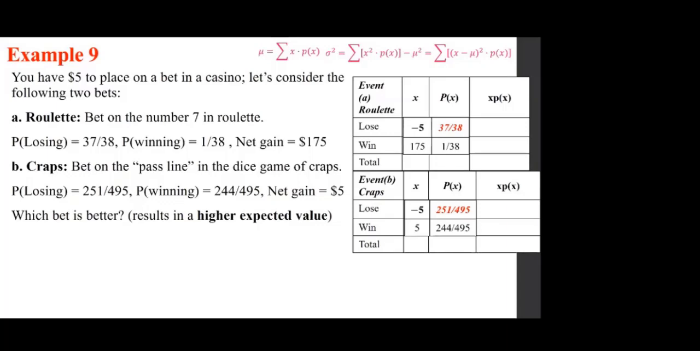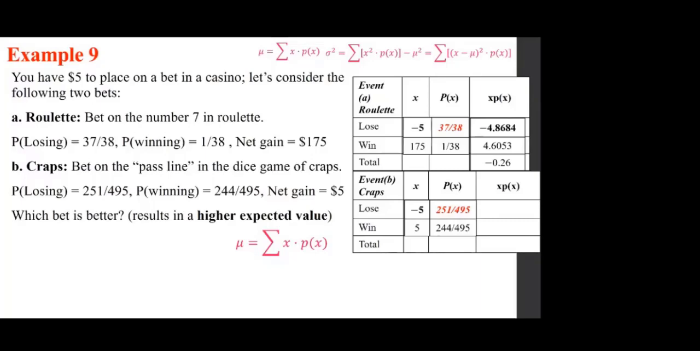It means we have to multiply the two columns and add them up. The columns are x and p of x. Let's calculate their product and add them up. Okay, so we are interested in calculating mu equals summation of x, p of x. So with that being the case, when we multiply -5 by 37 over 38, and then we multiply 175 by 1 over 38, and then we add them up, we get -0.26.